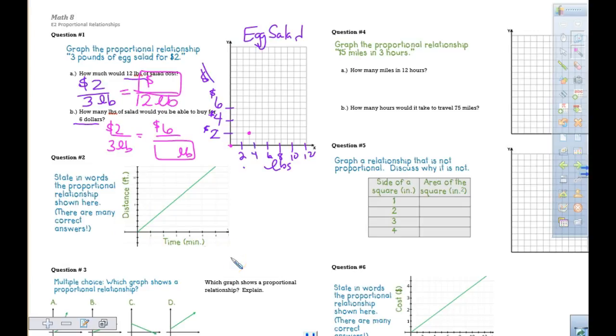When you take a look at question number 2, it says there's many correct answers because you're asking for a rate, not a unit rate, right? So it doesn't have to be per one. You could pick any number along here. So if someone wanted to pick this point and someone else wanted to pick this point and someone else picked this point, all of those answers would give you the right answer. You just have to label your answer as you look at that, okay?